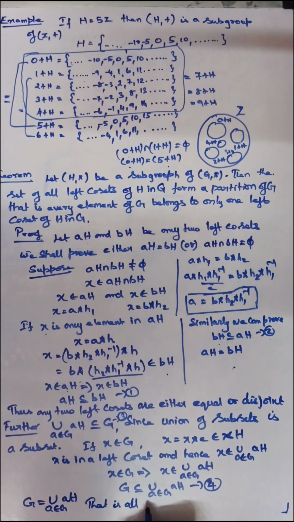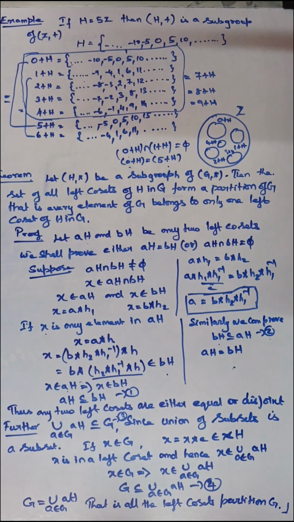So all the left cosets form a partition of G. That's it. This is the first theorem we have proved. Now we have to go for the next theorem.